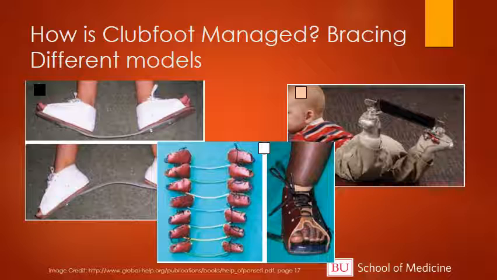Here we see examples of the foot abduction bracing. After the final cast is removed, the patient is expected to wear abduction braces for several weeks to maintain proper foot orientation. As you can see below, there are many different styles of these braces, with varying degrees of flexibility and cost.